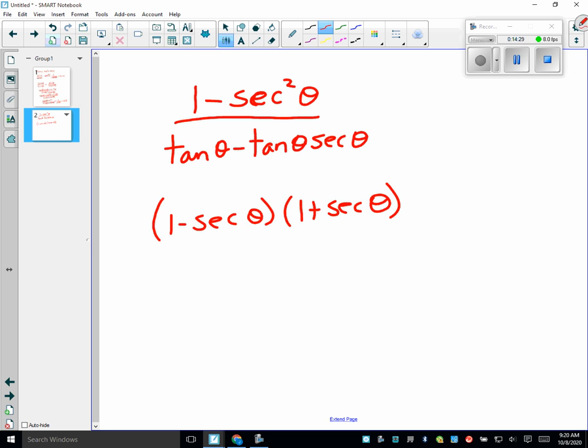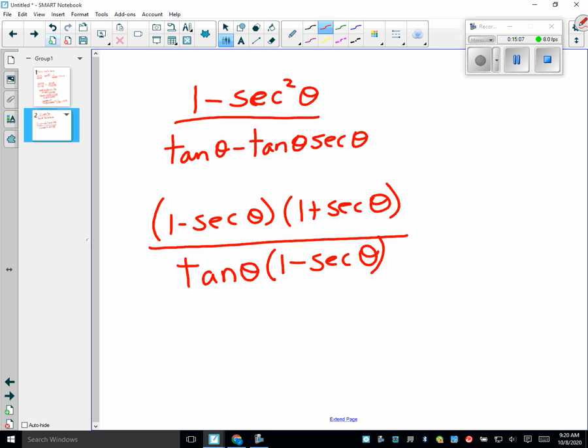Now, if I factored the top, surely I can factor the bottom. Right? How could I factor the bottom? Just get rid of tan, okay? That puts a tan out here. And what does that leave? 1 minus secant theta. Oh, that makes sense. I thought they were all individual things, but they're connected. Yes.